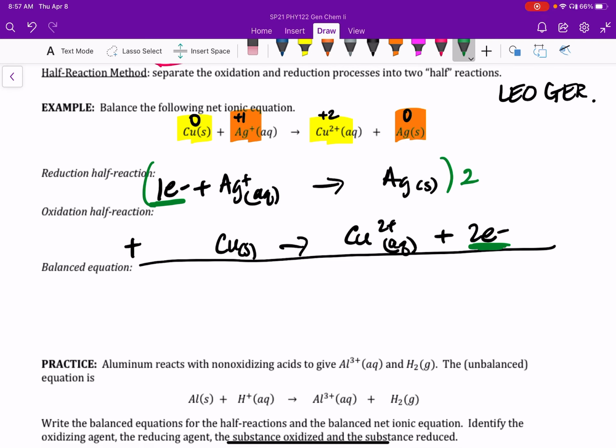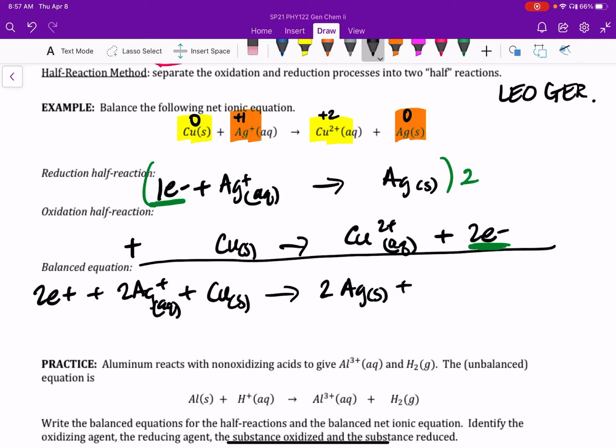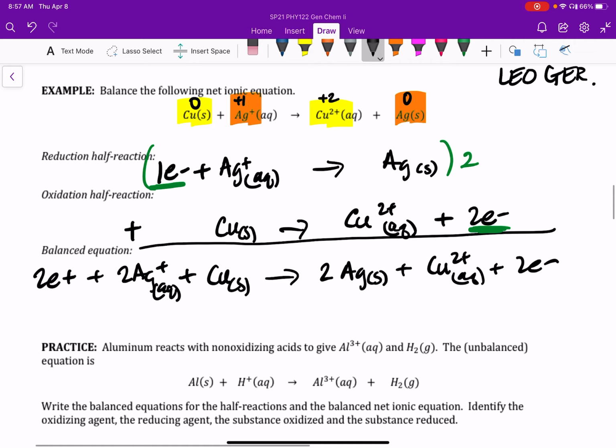So then our balanced equation, when we add these all back together, for this time I'm going to write out all the pieces. So I have two electrons, I have two silver ions, and then I have a copper solid. I'll go ahead and put the solid and the aqueous in there. And then on the product side, I have two silver solids, I have a copper ion, and I have these two electrons.